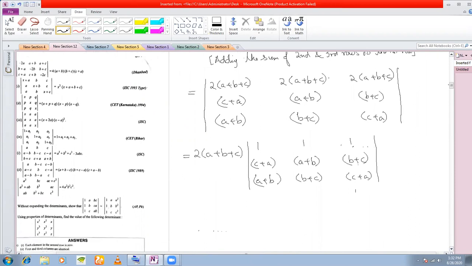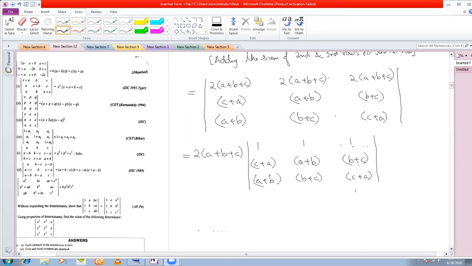Now, if I take this thing, twice a plus b plus c, common, then I'm getting 1 1 1, right? But I don't want to expand the determinant, isn't it? I want to prove that this determinant is equal to some other determinant, isn't it?